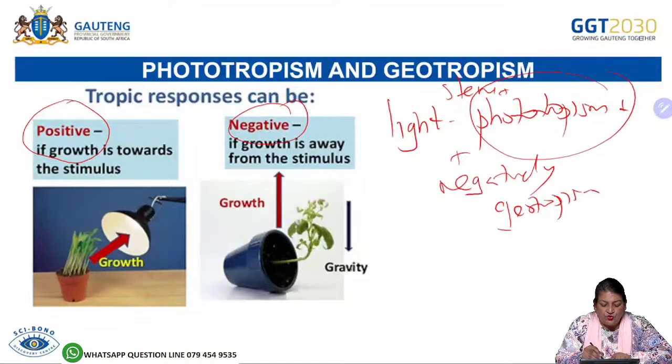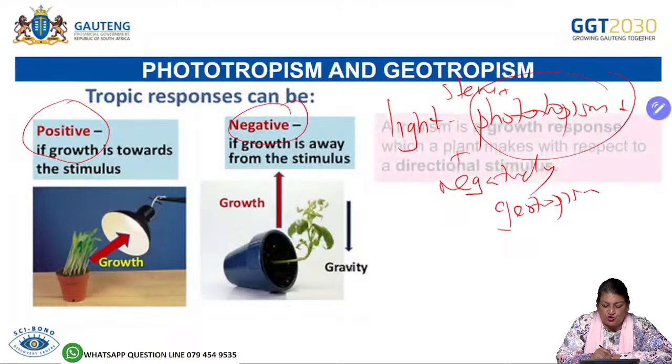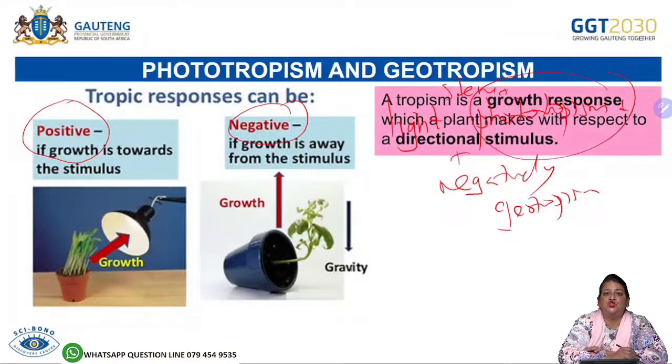Right. And here you can see how the stem is growing upwards towards light. So what is tropism? Tropism is a growth response, a bending movement of part of the plant towards a stimulus. So when the plant bends towards a stimulus, that bending is called tropism. Bending towards light, phototropism. Bending towards gravity, geotropism. Okay?